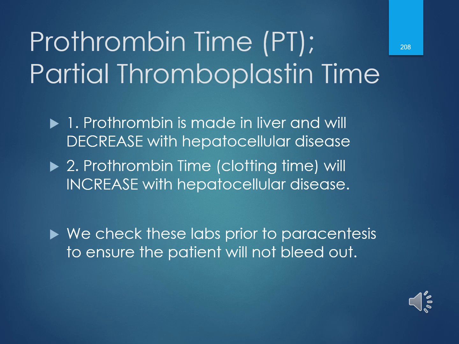Prothrombin time and partial thromboplastin time. Prothrombin is made in the liver and will decrease with hepatocellular disease. Prothrombin time, the clotting time, will increase with hepatocellular disease. We check these labs prior to a paracentesis to ensure that the patient will not bleed out.